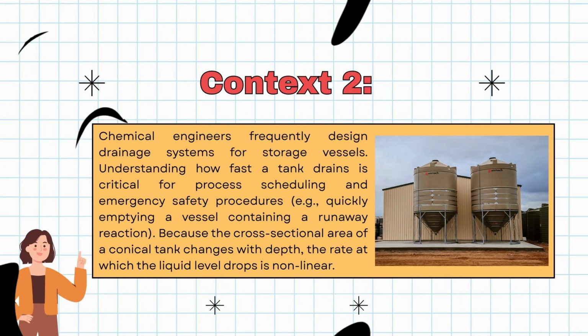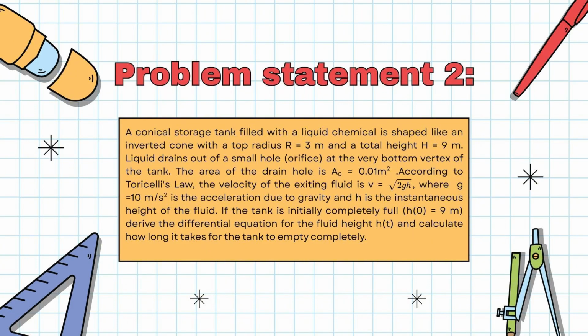For context 2, chemical engineers design drainage systems for steel storage vessels. Understanding how fast a tank drains is critical for process scheduling and emergency safety procedures, such as quickly emptying a vessel containing a runaway reaction. Because the cross-sectional area of the conical tank changes with depth, the rate at which the liquid level drops is non-linear.